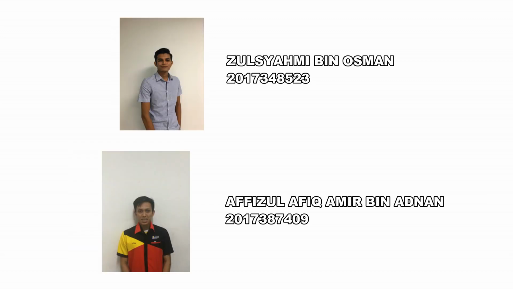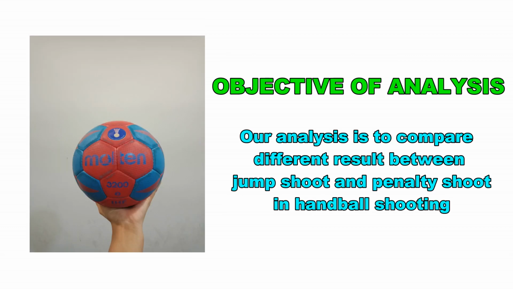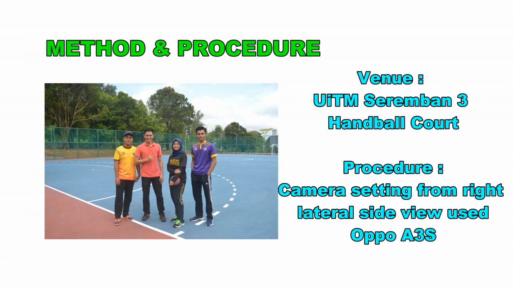We would like to share about our analysis in handball. Our analysis is to compare different results between jump shoot and penalty shoot in handball shooting. The analysis video was taken at UiTM Seremban 3 handball court. The angle of the camera is from the right lateral side view. The camera that we used to record the video analysis is an Oppo A3s.